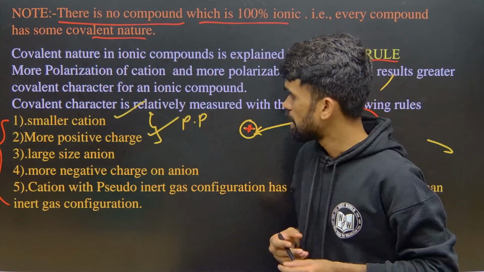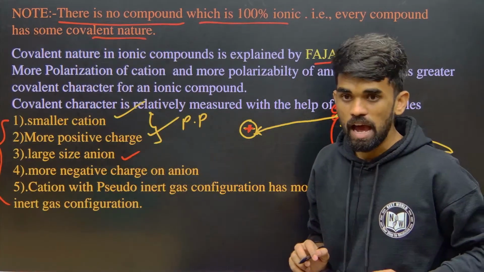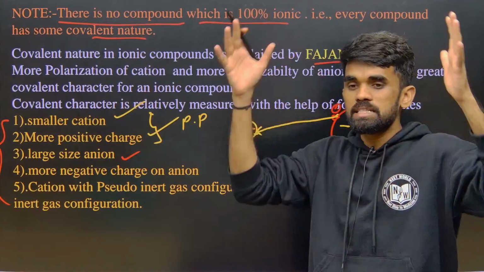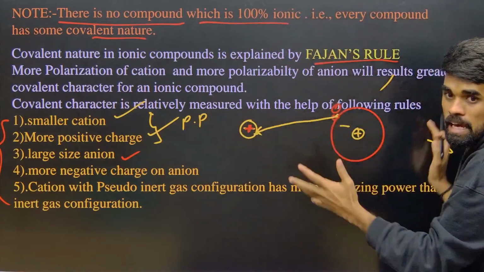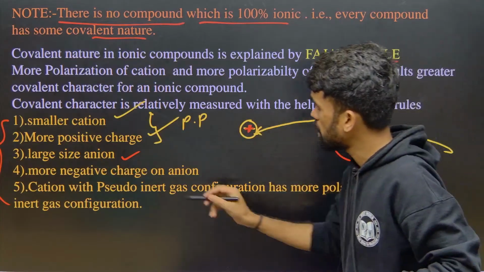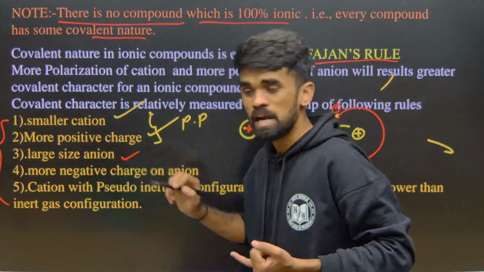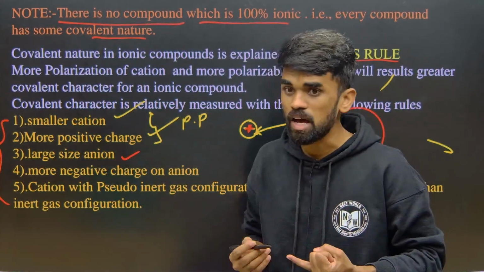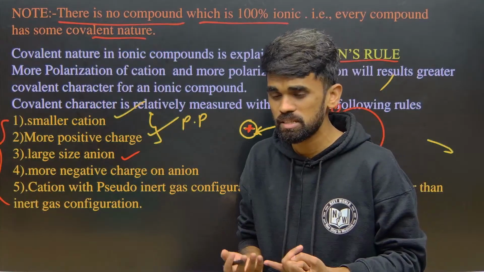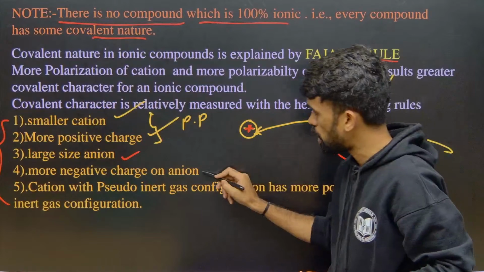Is that clear? Next, the anion conditions: a large size anion. The anion should be large in size, which means the electron cloud is expanded, and that will be easily taken towards the positive charge. Next, more negative charge. A larger anion, or more negative charge, means the electron cloud is expanded. That is what you need to understand.